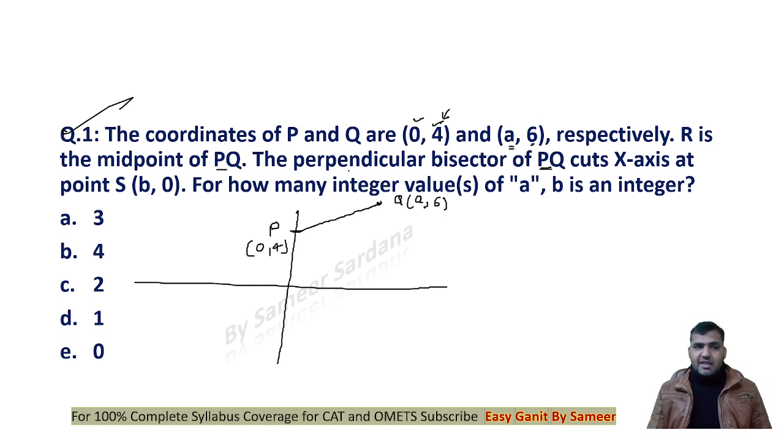It says that R is the midpoint of PQ. Now you should know how to find the coordinates of the midpoint. Can I say that the coordinates of the point R will be (a/2, (6+4)/2), that is 10/2, which is 5? You should know how to find midpoints. Again, the theory part is explained in the 5 special classes. You can watch all these free 5 special classes of coordinate geometry.